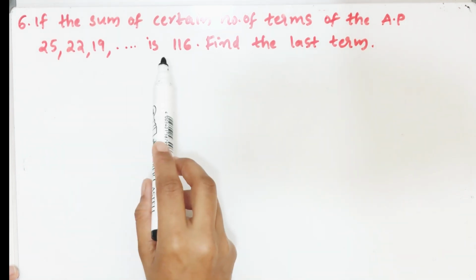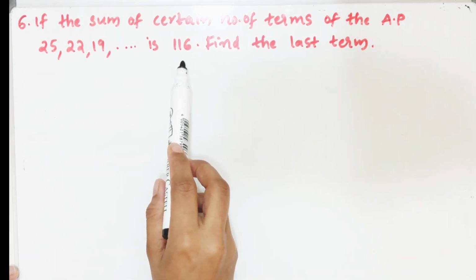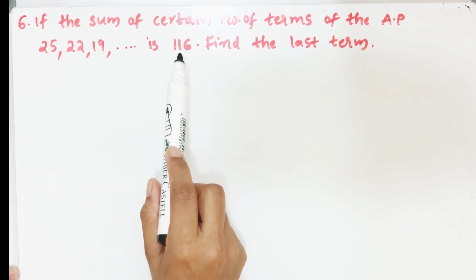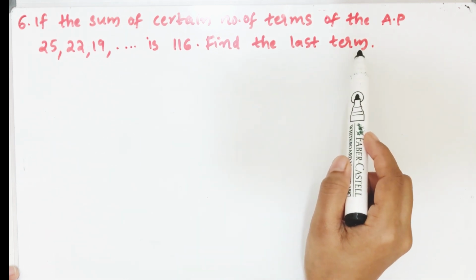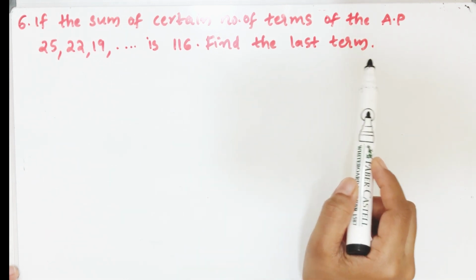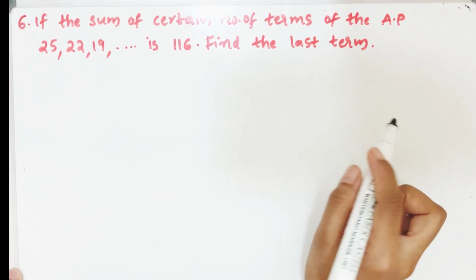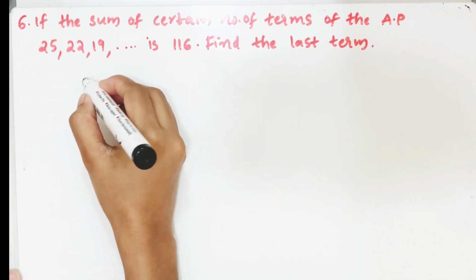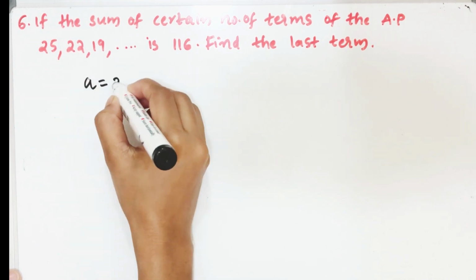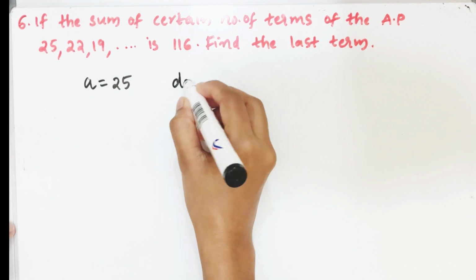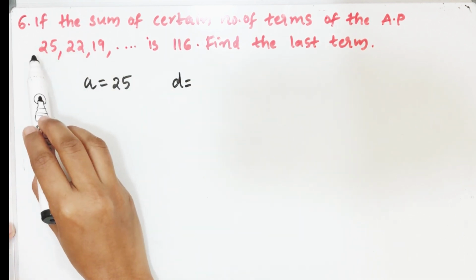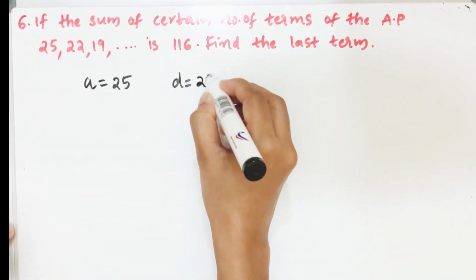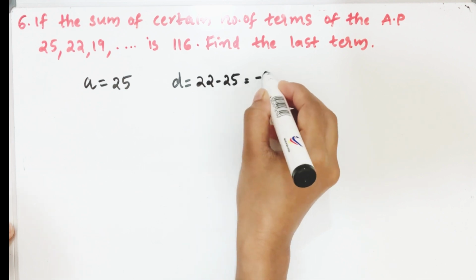Here the sum to a certain number of terms is given, that is 116. So we have to find n from this Sn. Then we have to find the last term, that is the nth term, a plus n minus 1 into d. Simple. Here the AP is 25, 22, 19, etc. Therefore the first term a is equal to 25 and the common difference d is equal to the second term minus the first term, that is 22 minus 25, which is equal to minus 3.